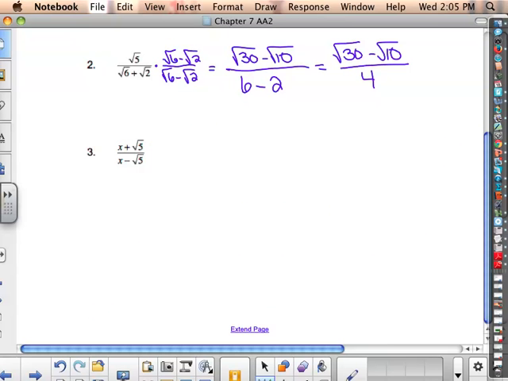Number 3, I think this time I'll actually FOIL that denominator and make sure you see that. I'm going to multiply numerator and denominator by the conjugate, which is x plus 5.